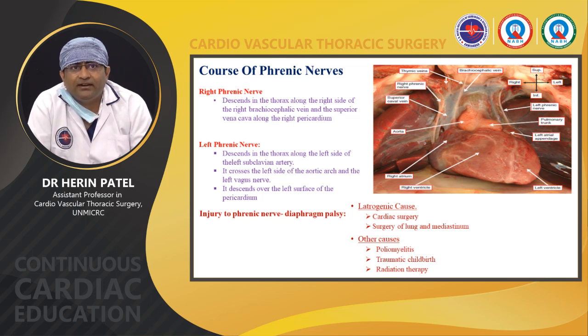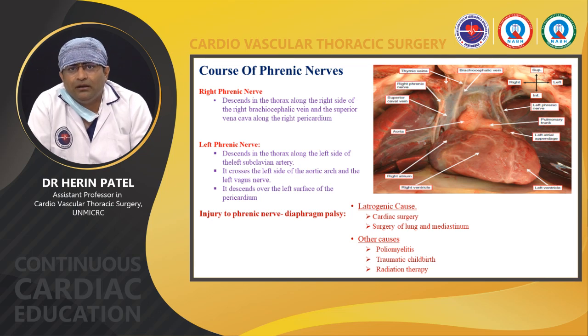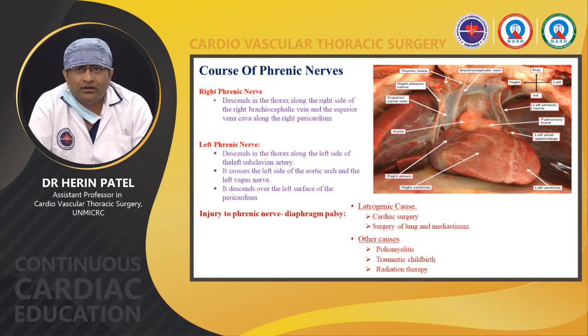The right phrenic nerve descends into the thorax, and you can see it travels over the right brachiocephalic vein and superior vena cava. It descends down on the right pericardium and merges with the central tendon of the diaphragm. The left phrenic nerve again descends into the thorax. It crosses the left side of the aortic arch and the left vagus nerve. It descends over the left surface of the pericardium and merges with the central tendon of the diaphragm.